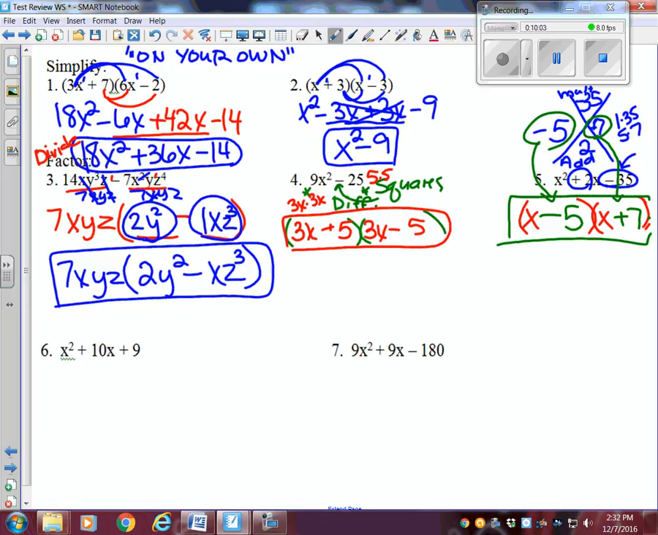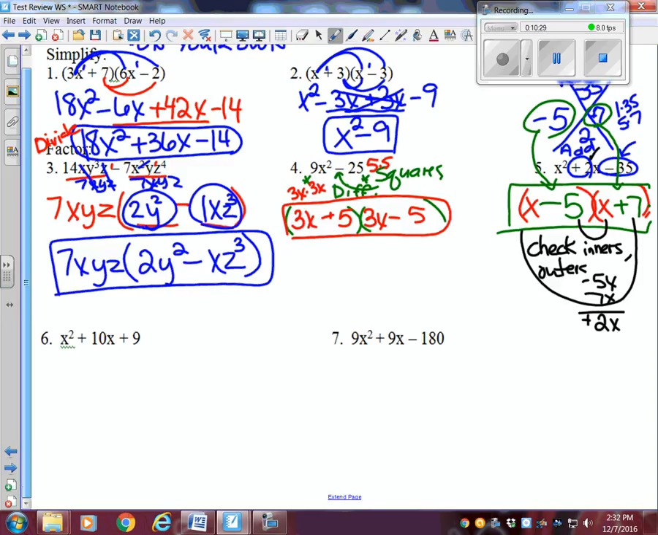I will remind you, you can always do the check step. To check, do inners and do outers, and then combine them. Inners, I get negative 5x. Outers, x and 7, I get positive 7x, and sure enough, when I combine those, I end up with positive 2x, which matches my middle term. So you can always do a check step to make sure that the middle term is correct.